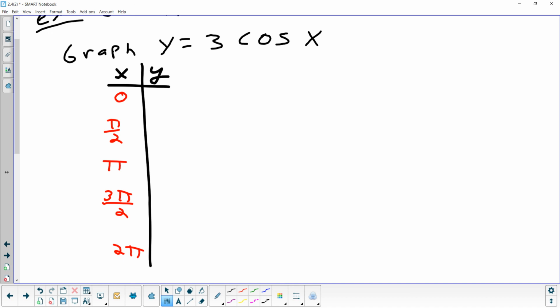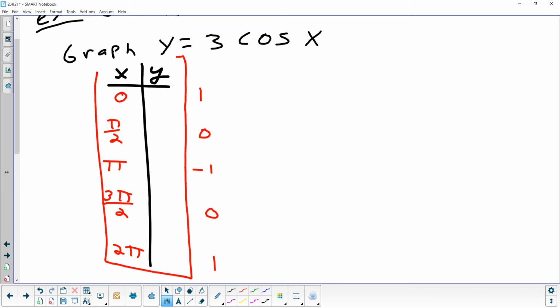Now, I need my new y values. What I'm going to do is write the originals, just like I do for phase shift, and leave a little bit of room to do some work. Jacob, can you give me my original y values for cosine? 1, 0, -1, 0, 1. Okay, so there's my original y values.